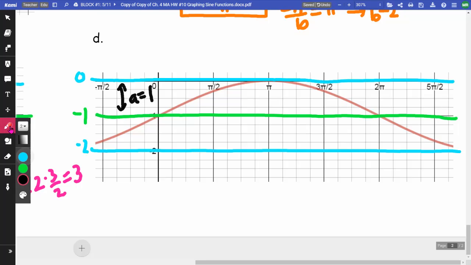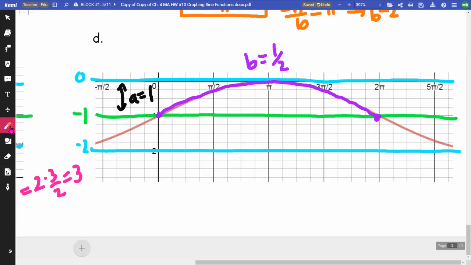I am then going to see about my sine. So I noticed that from 0 to 2 pi, I did not have a whole cycle. I had half of a cycle. So since I had half of a cycle from 0 to 2 pi, that means my B is 1/2. It's going to take me another 2 pi, which is going to end up 4 pi to get to the whole thing.